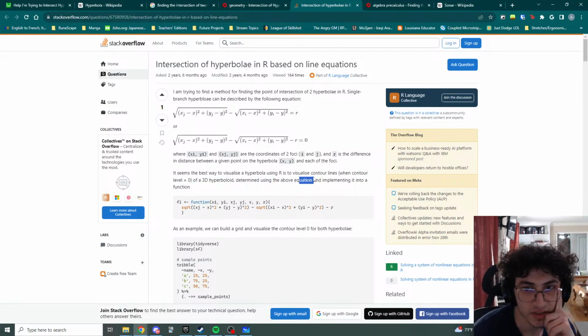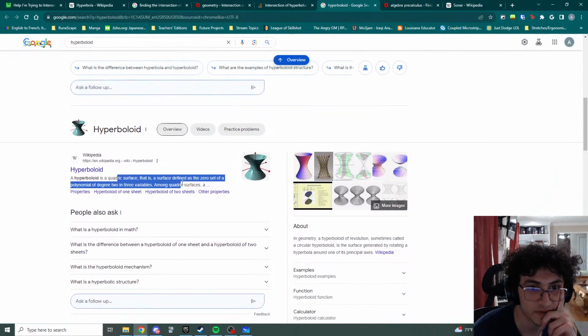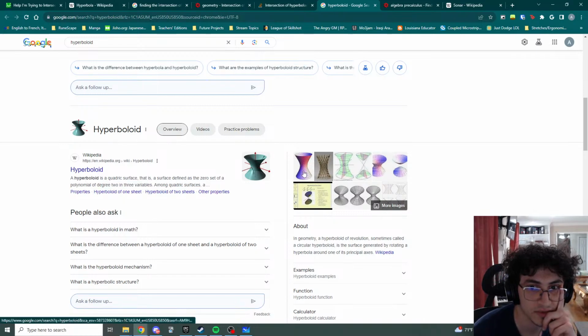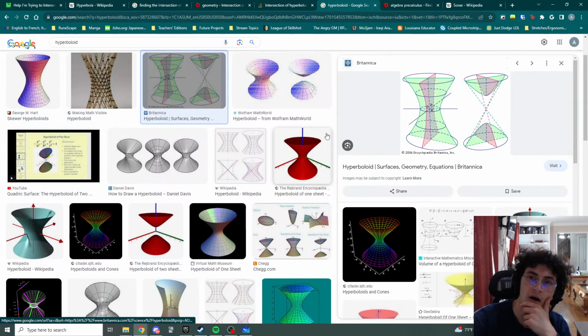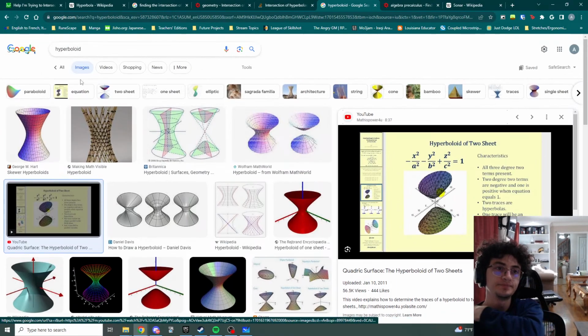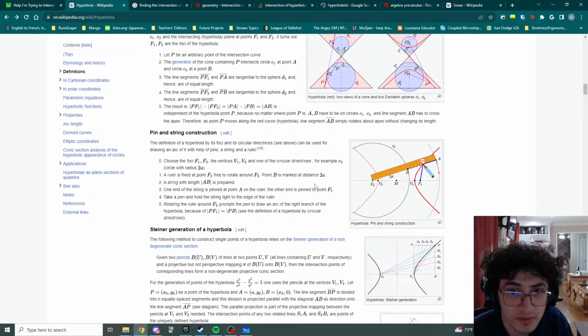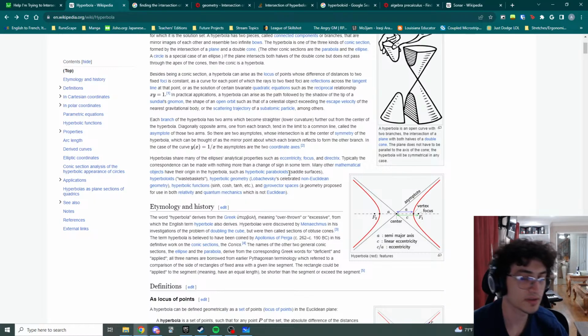So they're visualizing contour lines of a hyperboloid, which I think is like 2 cones stacked on top of each other. Okay. A quadric surface defined as a 0 set of polynomial degree 2 in 3 variables. I can also look through, maybe it's time to read through this Wikipedia article to see if they have any ideas.